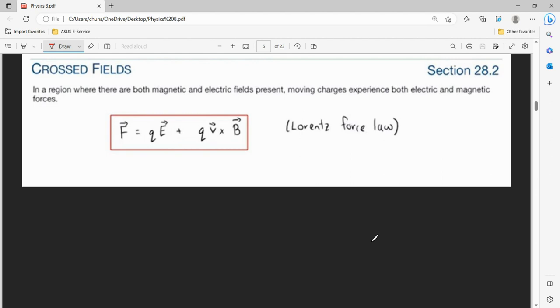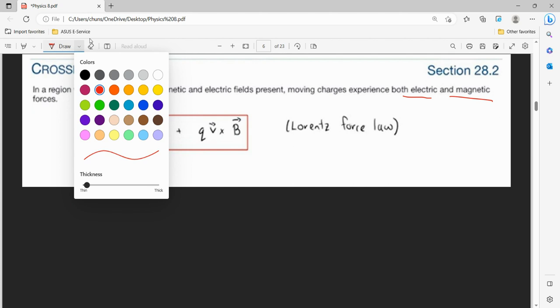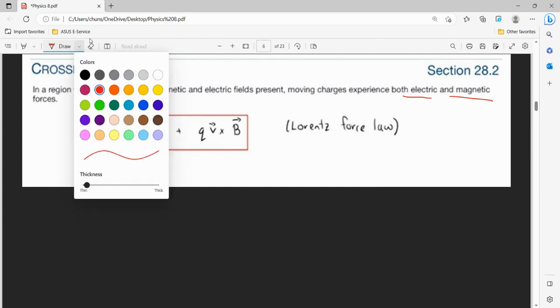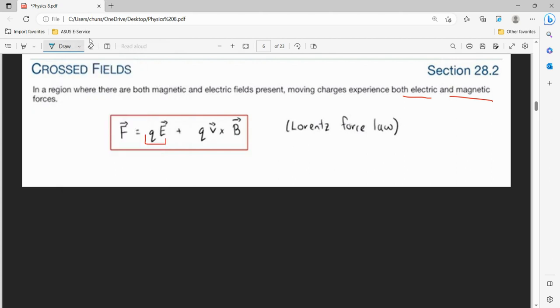Okay, so now we're going to talk about cross fields. And this is a region where both magnetic and electric fields are present, where moving charges experience both electric and magnetic forces. So using this equation here, we see that our total net force is the result of our electric force plus our magnetic force.